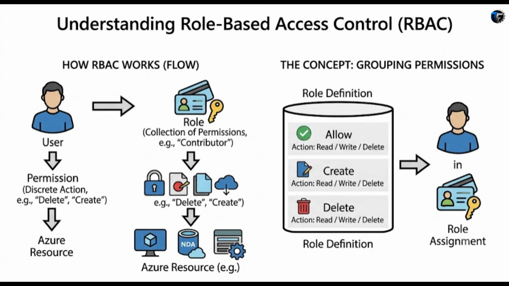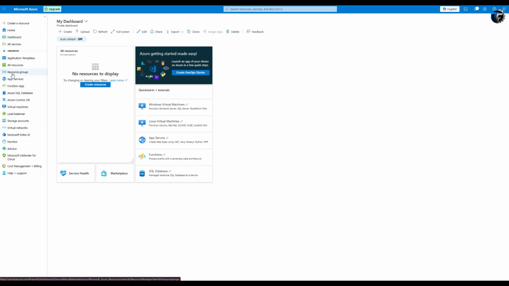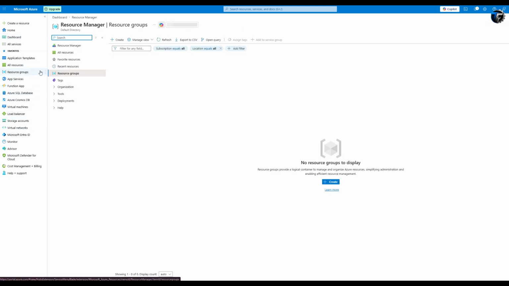RBAC stands for Role-Based Access Control. Instead of giving permissions directly to every user, Azure assigns roles. Each role contains a predefined set of permissions. Users receive those permissions by being assigned a role. Think of it like a company's job titles. Your job title determines what you are allowed to do. I will show you how to securely grant the right permissions to the right people in just 5 simple steps. Let's jump into the Azure portal.